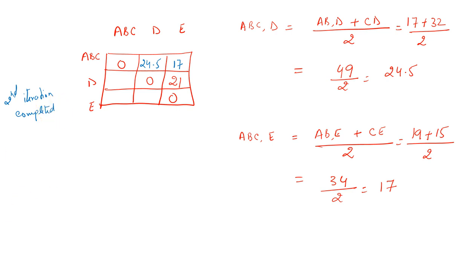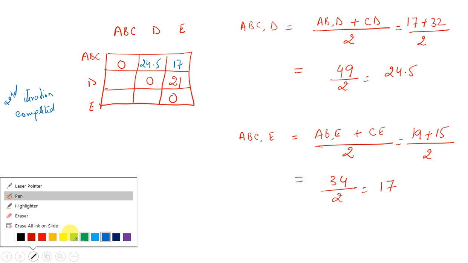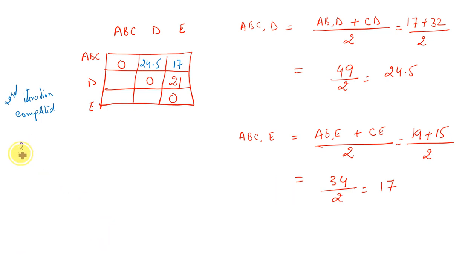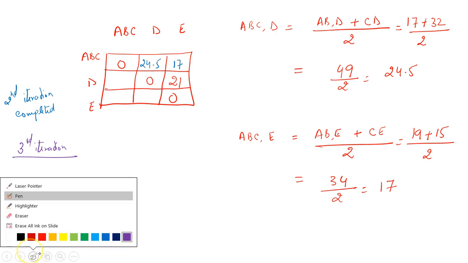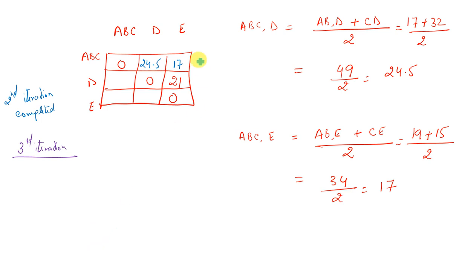Now again we have to start our third iteration. So third iteration, let's change the color, which will be helpful. Let's take some different color. Third iteration means again we have to find the smallest value. If you see here, which one is the smallest value? We have 17 as the smallest value.